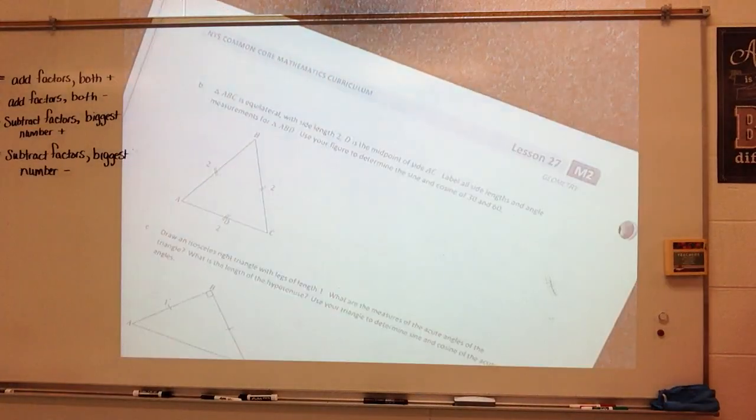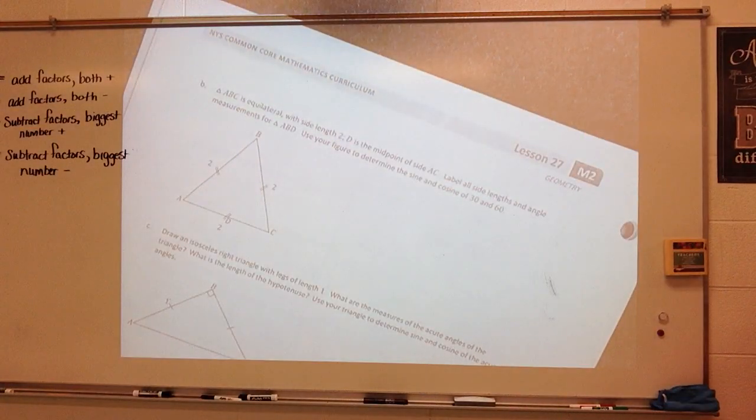Triangle ABC is equilateral with side lengths 2. D is the midpoint of side AC. Label all side lengths and angle measurements for triangle ABD. Use your figure to determine the sine and cosine of 30 and 60.